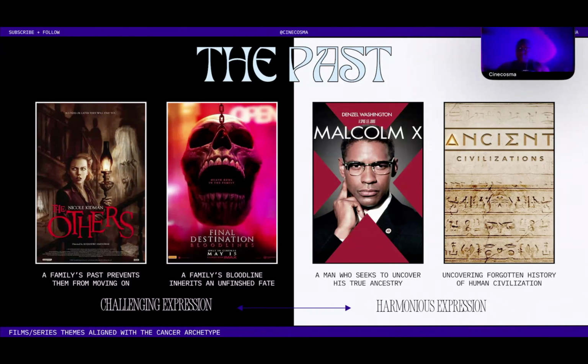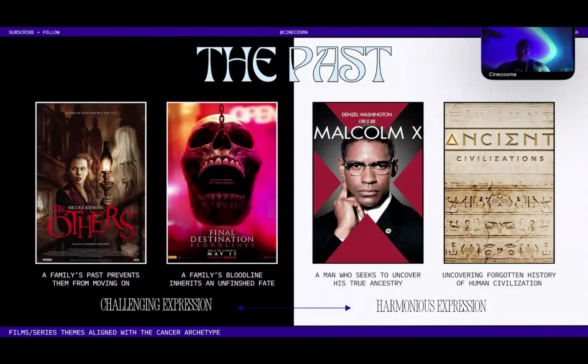Let's move on to the harmonious expression, right? So the two examples that I gave are two completely different examples, but we have Malcolm X. This is a biopic. And then we have Ancient Civilizations, which is a documentary TV show. Malcolm X is a story about a man who seeks to uncover his true ancestry. Again, it's a biopic, so Malcolm X is a real person, and he really did go by the name Malcolm X. This particular story is about him trying to figure out who he really is. And then Ancient Civilizations is a documentary trying to uncover forgotten history of human civilization.